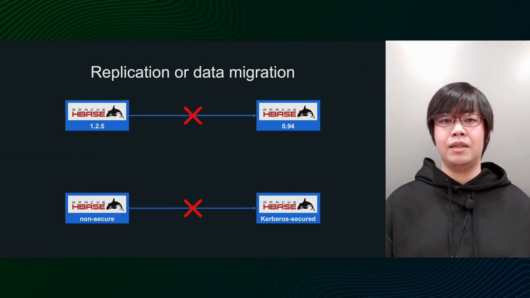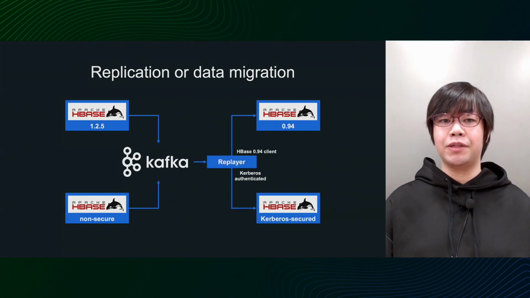As I mentioned earlier, replication from version 1.2.5 to the 0.94 cluster is not supported by default. Also, replication from an HBase cluster without authentication to a secure HBase cluster with Kerberos authentication is not supported by default either. For such replication that is not supported by default, it is possible to replicate by implementing a replayer.